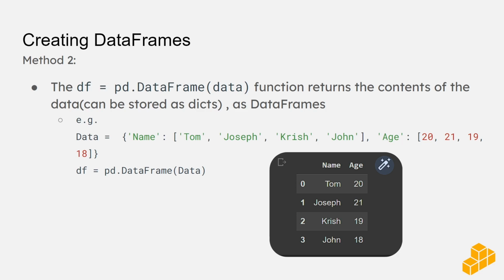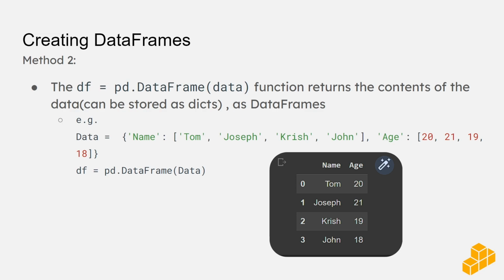So for example, in this case, our key is the name, and our value is a list of names. For example, we have Tom, Joseph, Chris, and John. And then, after a comma, we also have another key, which is age, which corresponds to the ages of the people. Tom is 20 years old, Joseph is 21, and so on and so forth.